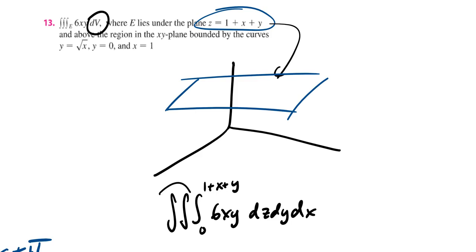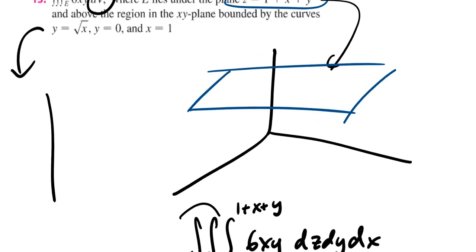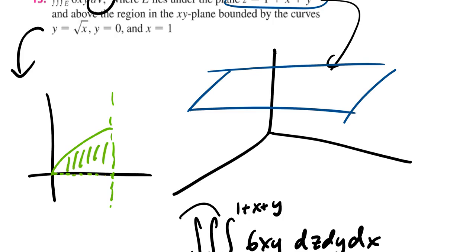Now, for the last two, we look at what's going on in the xy plane. So in the xy plane, what we have here is y equals square root of x, and then x equals 1, that's here. Y equals 0, that's here. So it's just this piece here. So what it looks like is this. And we have the xy plane. Here's y, here's x and z.